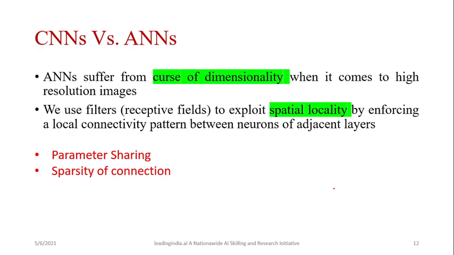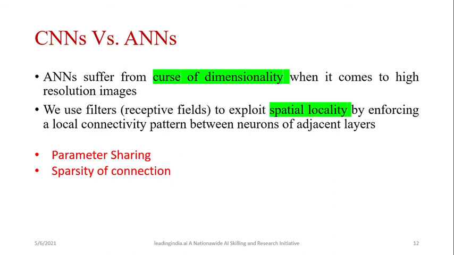So now what is the major difference? ANN suffers from the curse of dimensionality. It has huge dimensions, as we saw in the image in the previous picture. In the case of CNN, we are using spatial locality. Now what is the meaning of spatial locality here?